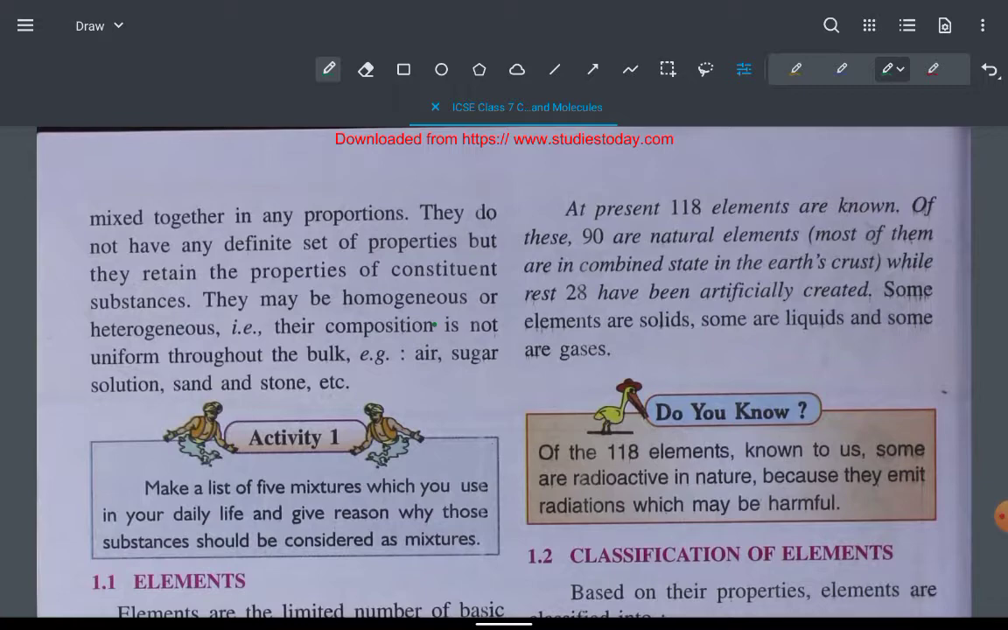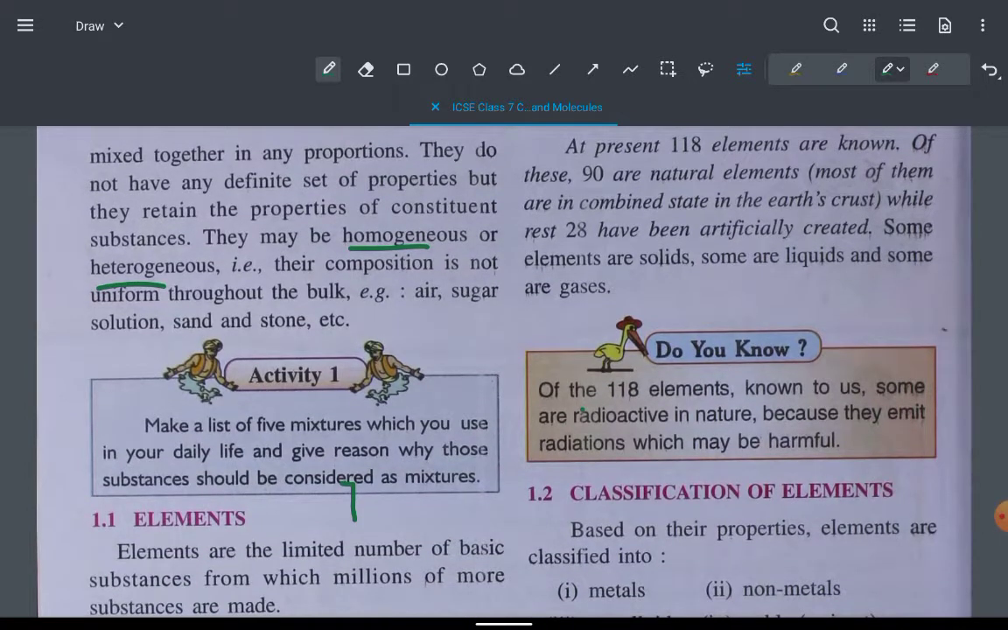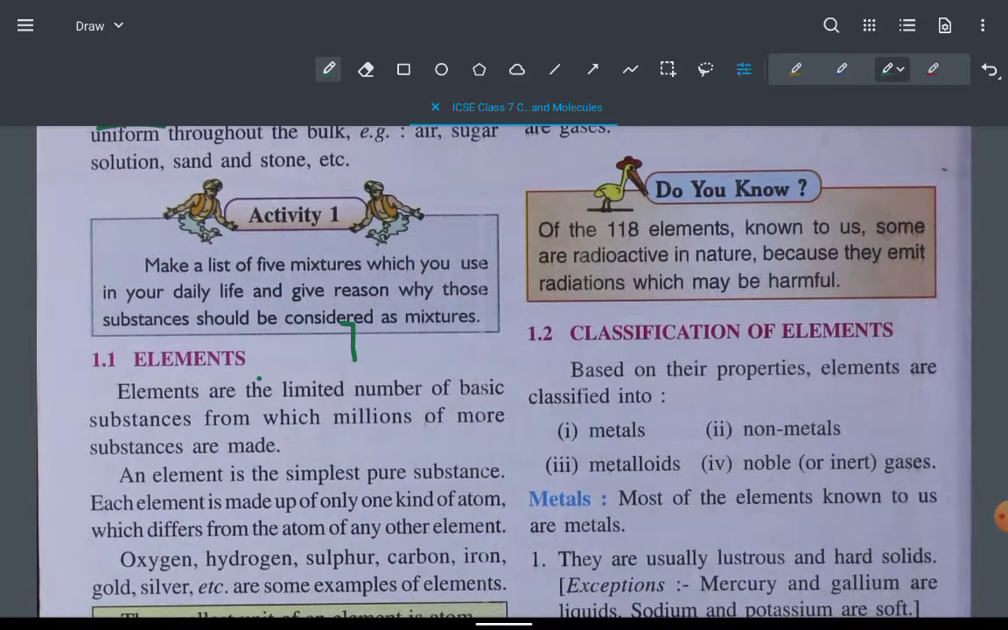Mixed together in any proportion. So the elements are mixed together in any proportion, or the compounds are mixed together in proportion, and they can be homogeneous or heterogeneous. We just studied that in the separation table. Now we go on to elements.